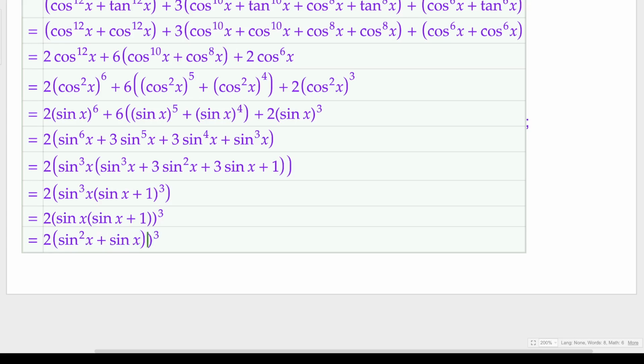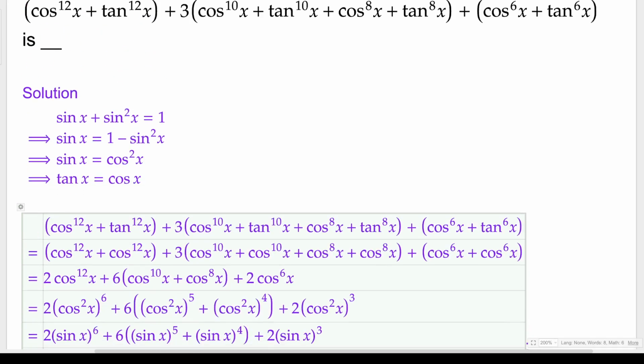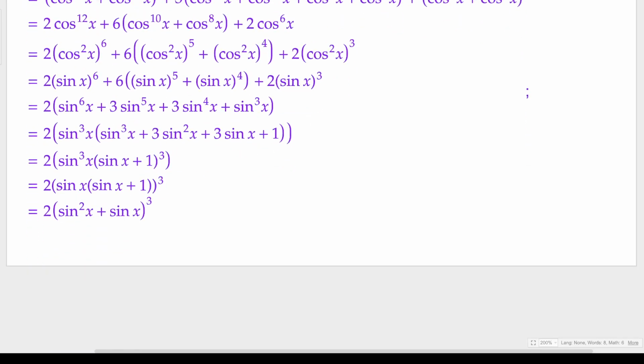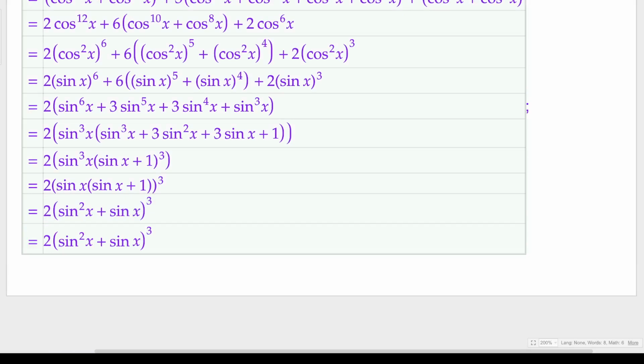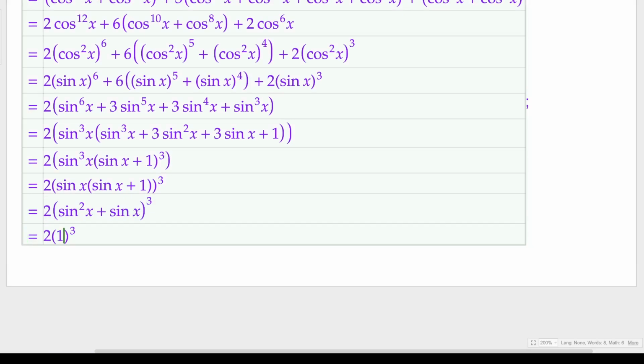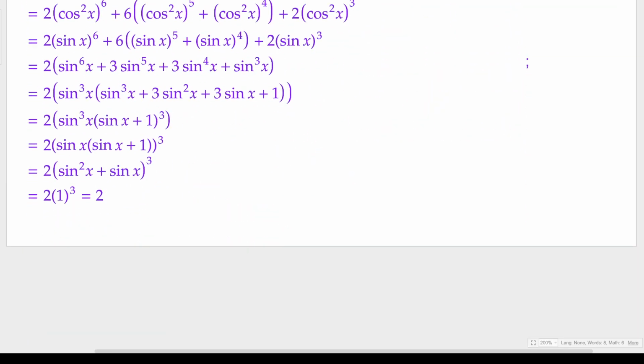I'll balance the parenthesis here, and this is nothing but, in the original statement, this one is given as 1. So finally 2 times 1, so 2 times 1 cube, that is again 1, and this results in 2. So finally, using this particular property, when we resolve this one, we got the answer is 2. So for this one, 2 is the correct answer.